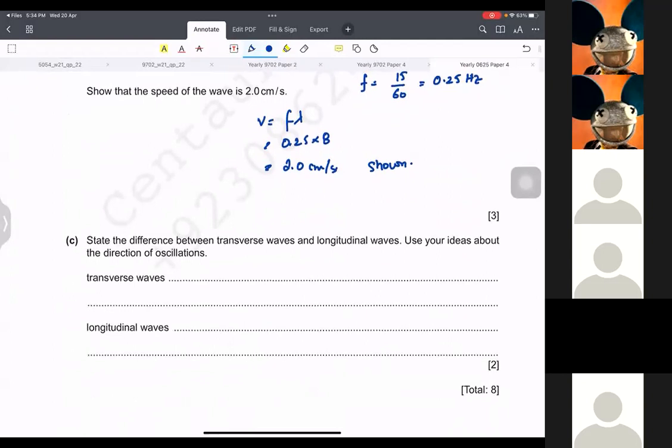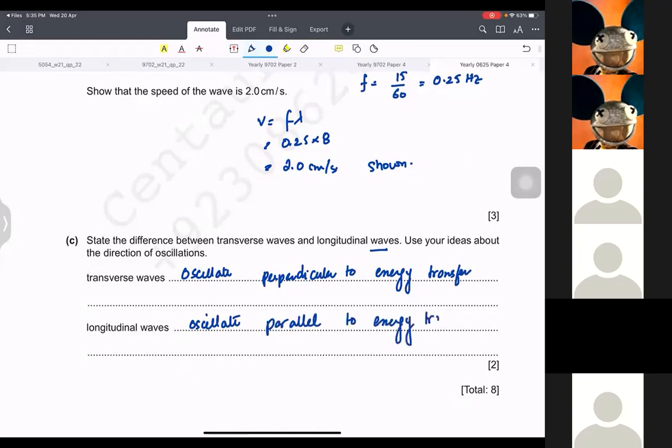Then state the difference between transverse waves and longitudinal waves. Use your idea of direction. Transverse waves oscillate perpendicular to energy transfer, right? And longitudinal waves oscillate parallel to energy transfer. So gotta remember that.